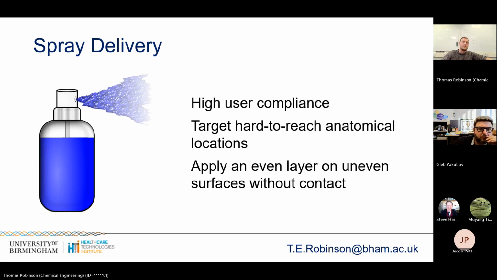So spraying has really high user compliance. People like spraying things. Part of that is because there's no direct contact between a solid and your body. It's really good for reaching hard to reach locations. So up the nose being a classic example, it's quite hard to get things up the nose via the roots. And it's very good at applying an even layer onto uneven surfaces without contact.